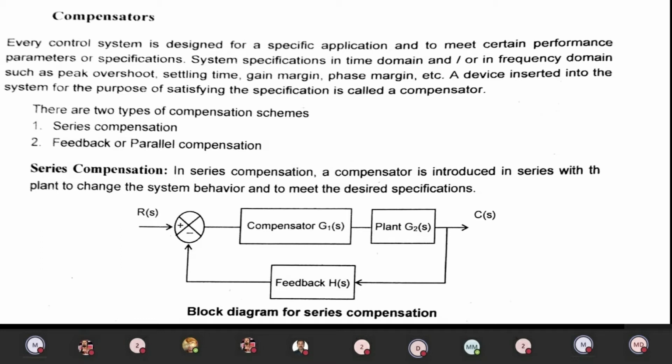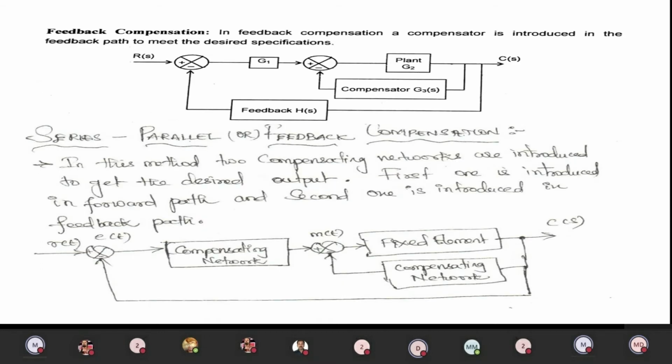So here you can see in series compensation, a compensator is introduced in series with the open loop plant to change the system behavior to meet the desired specification, which is called a series compensator. Here you can see we have the input variable, then the error detector and then the open loop plant. The compensator is connected in series with the open loop plant, and then as usual we will have a feedback element. So this will be the series compensation, and then we can see the parallel compensation.